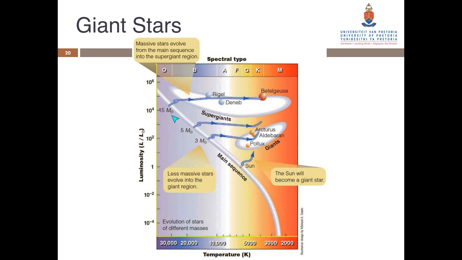So here we have it with the expansion. A 15 solar mass star, like Betelgeuse, will become a white supergiant and then a red supergiant. A 5 solar mass star will become a red giant. A 3 solar mass star becomes a red giant, and our Sun will become a red giant.